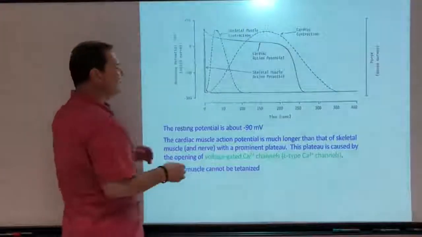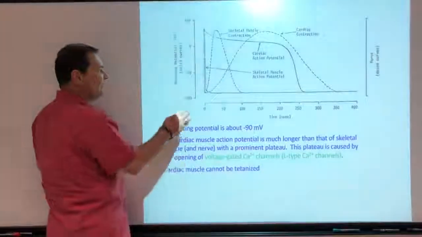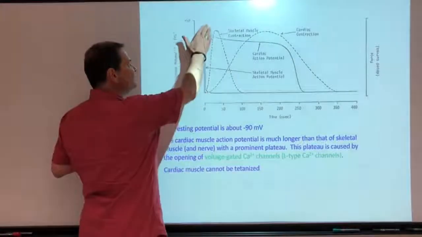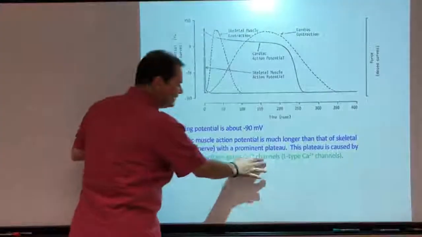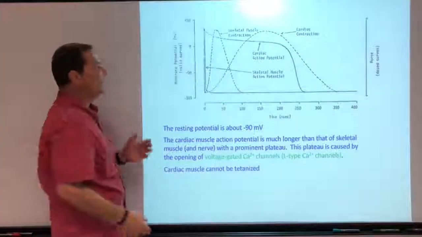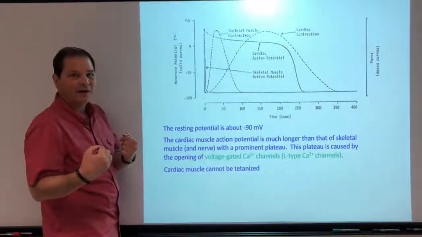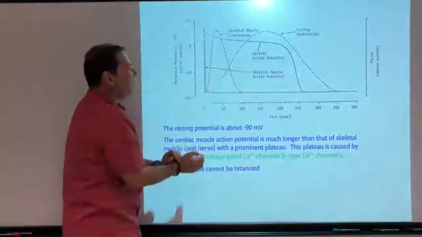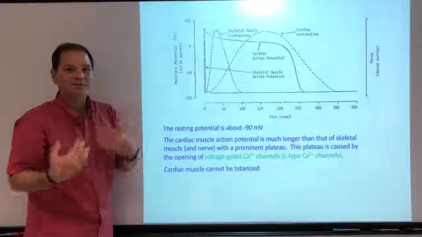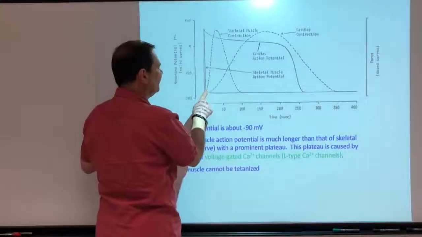These are called L-type calcium channels. And what's happening here is the membrane voltage is going up, and as that membrane voltage goes up, these calcium channels open, okay? And they allow calcium to flow into the cell. Well, when you allow calcium to flow into the cell, it brings positive charge in that you ordinarily wouldn't have, say, in a skeletal muscle.